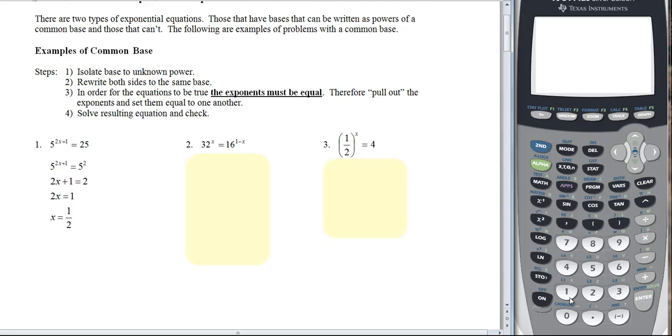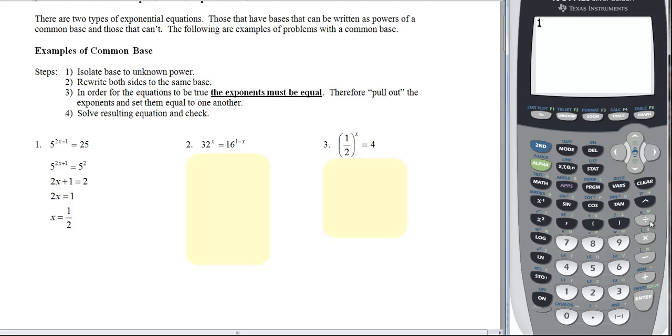Well, let's see. I'm going to store 1 divided by 2, storing for x, and then type in the side that has your variable. 5 raised to, I need parentheses here, 2x plus 1. And if I come up with 25, I've got the right answer, so I put a little tiny baby check mark.